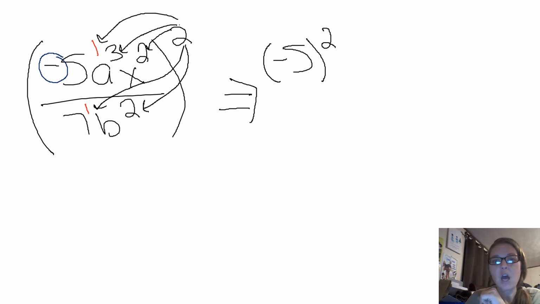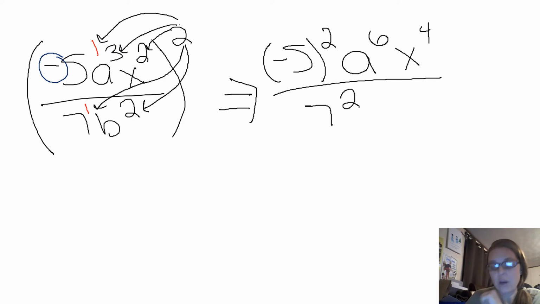so that I can just remember that. All right, my A is going to be to the 6th power because 3 times 2 is 6. Remember, we're not adding x to the 4th power. And then my bottom, 7 squared, B to the 4th power.